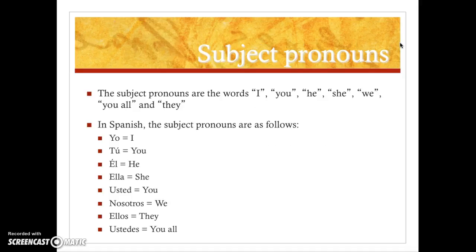The subject pronouns are the words I, you, he, she, we, you all, and they. Of course, that's in English. Therefore, in Spanish, the subject pronouns are as follows. Yo, tú, él, ella, usted, nosotros, ellos, and ustedes. This is something that you will have to practice and learn and eventually memorize so that you can use these subject pronouns with any of the verbs.